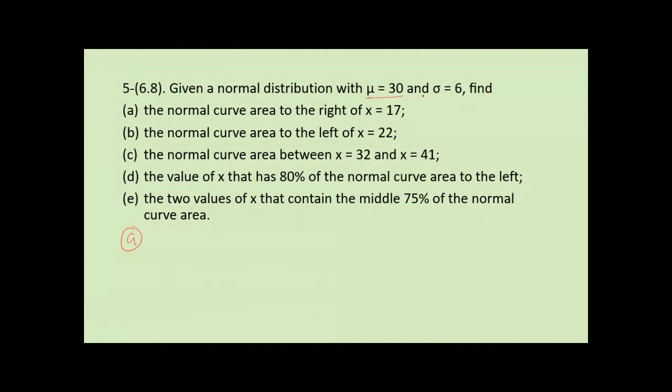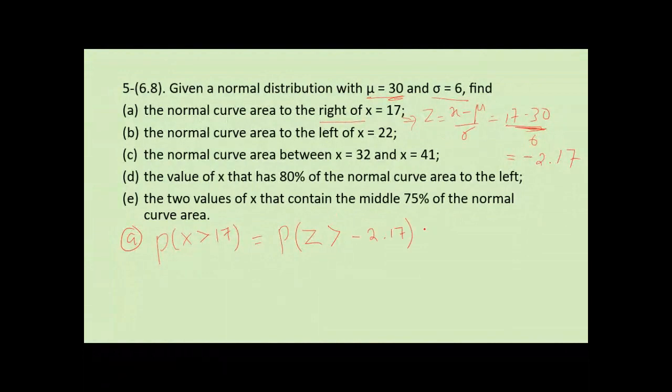Our mean is 30, standard deviation is 6, so the probability of x greater than 17, because to the right of x, isn't it? That is equivalent to the probability of z to the right of the z value. How to find the z value? Z is x minus mu over sigma. X is 17, mu is 30 given here, divided by 6. So for the first problem, the z value, using a calculator, is negative 2.17. Okay? So z is greater than negative 2.17.